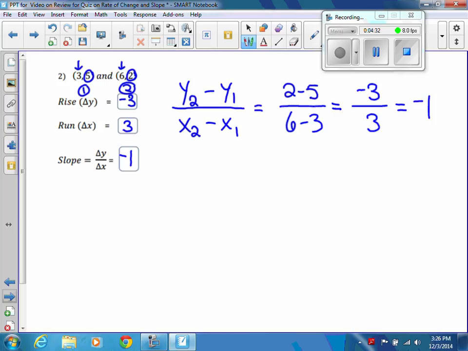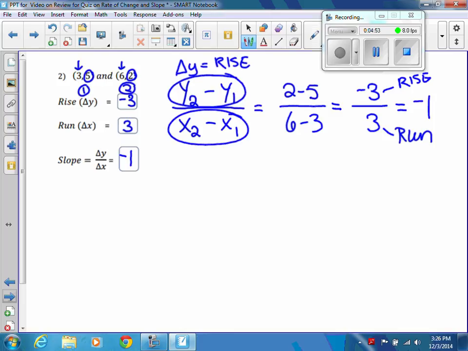Remember that this is the same as my rise, and this is my run. The change in y here, this part, remember, is my change in y, and that's equal to the rise. And then this part here is my change in x, which is equal to my run. Make sure you're keeping that in mind as you're doing those types of problems.